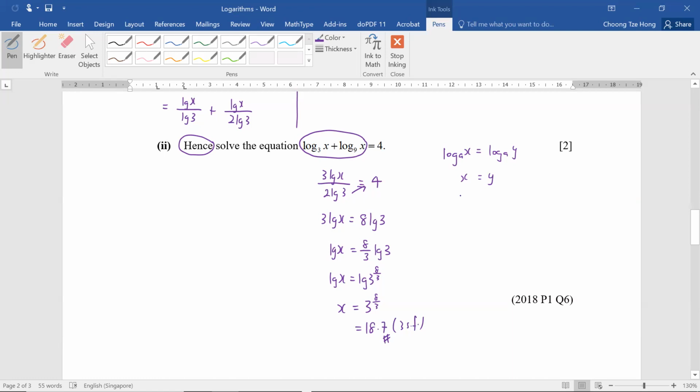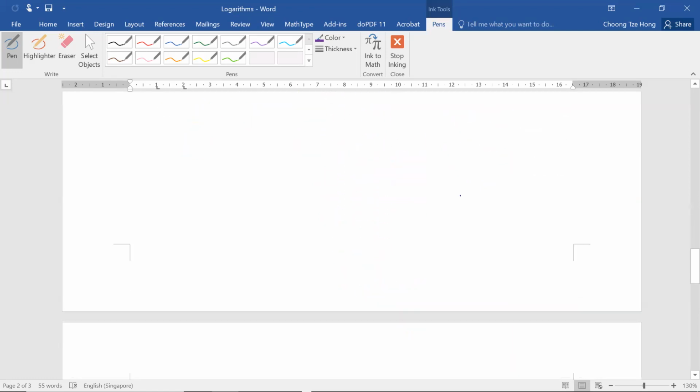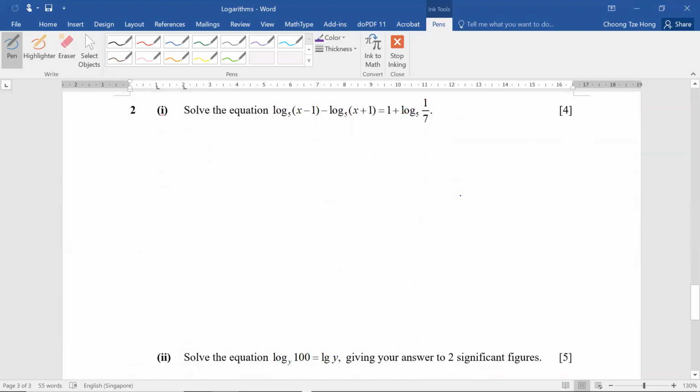So let's look at one more question. This is a question from 2017 paper 2 question 5. Same thing, there's plenty of chances to apply the laws of logarithm here. Over here on the left side, we have this. On the right side, we have this. So this is a solving question, not a show question. Same thing, we want to come to this conclusion, then x equals y.